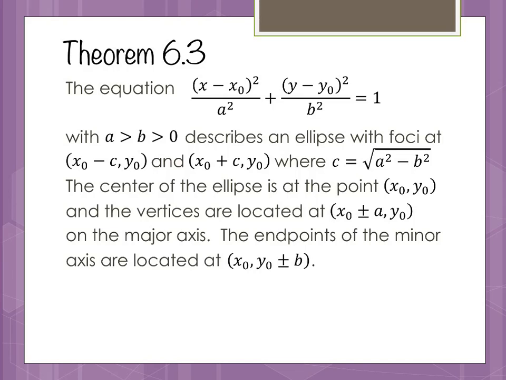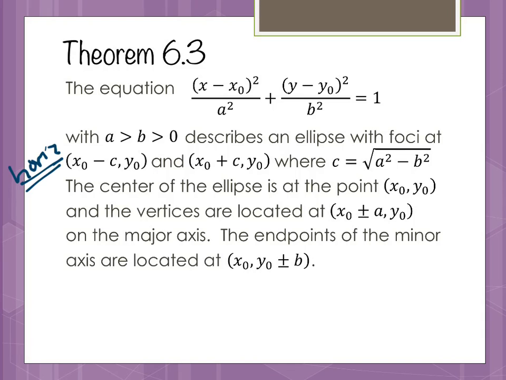To start with, the a value is bigger than the b value. A is greater than b. It's greater than 0. So they're both positive, first of all. This is going to describe an ellipse with foci at x0 minus c, y0, and x0 plus c, y0. So this is, if you will, a horizontal ellipse.